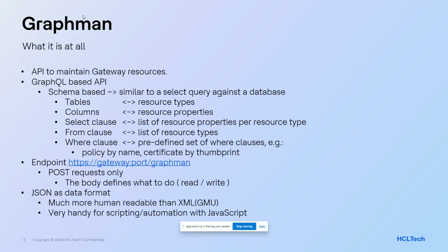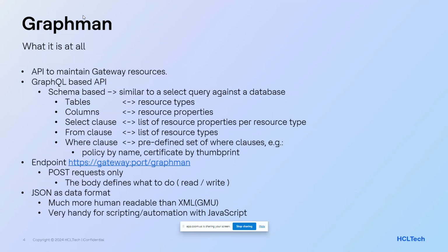The API only accepts POST requests, as far as I'm aware. The body of the POST request defines what you want to do. More or less, it differentiates between read access and write access, queries and so-called mutations. One of the key differences in my understanding is that the data format in use is JSON. JSON, in my opinion, is a very human-friendly format to read stuff, to understand things, and in the end also to manipulate things.